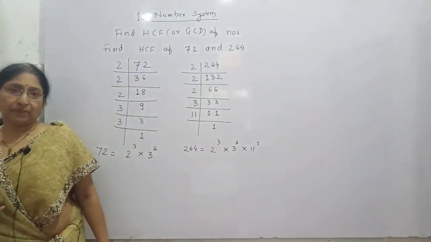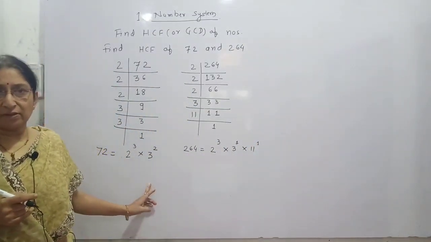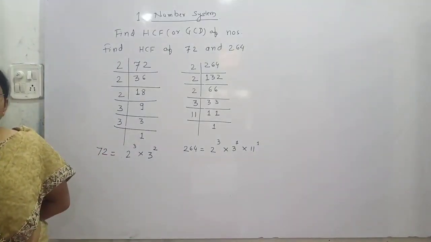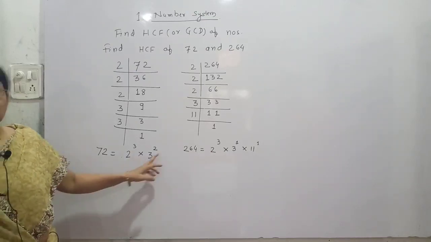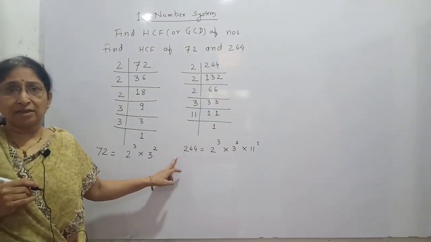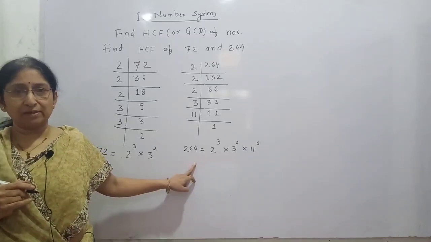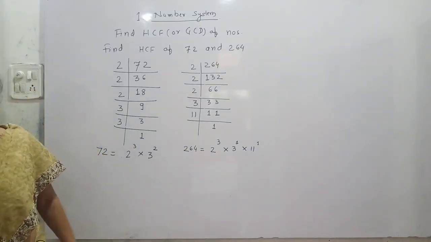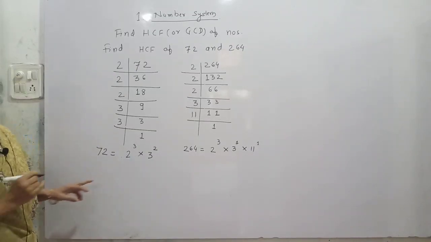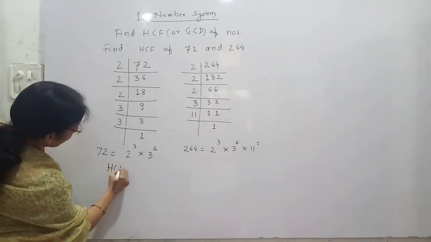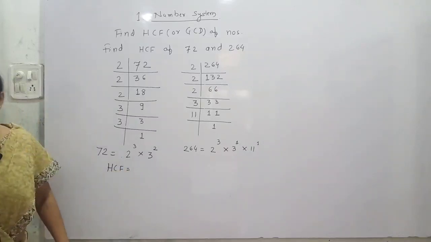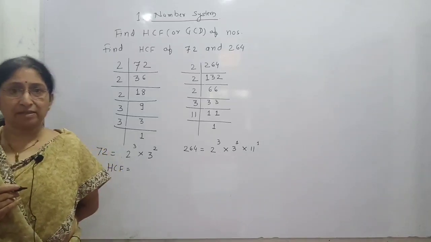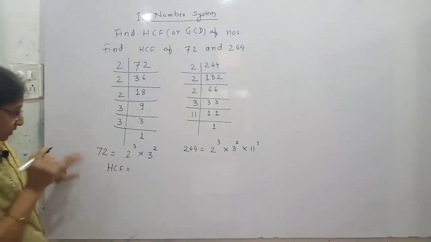Now these are the prime factors of 72 and 264. Now you have to find HCF. In this method you can find HCF and LCM both simultaneously. In other methods you have to do it two times. So what is HCF? HCF is equal to the product of prime numbers with least index.